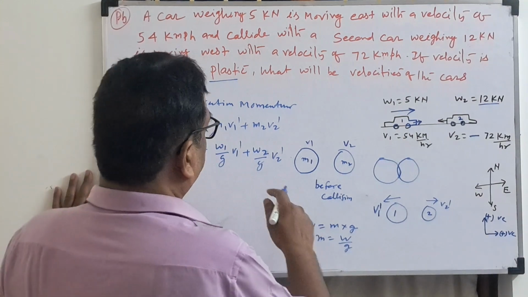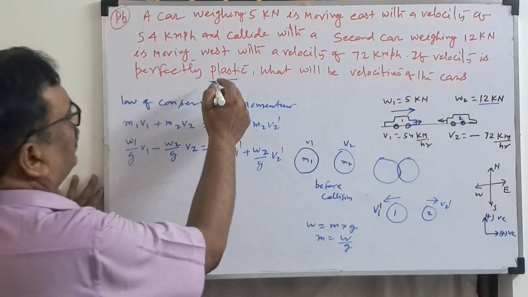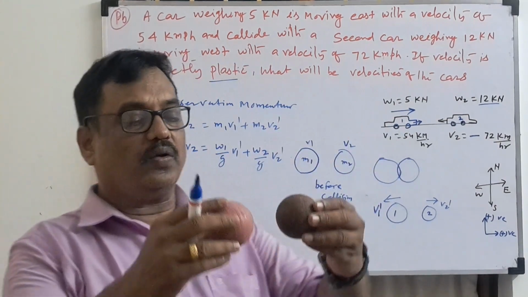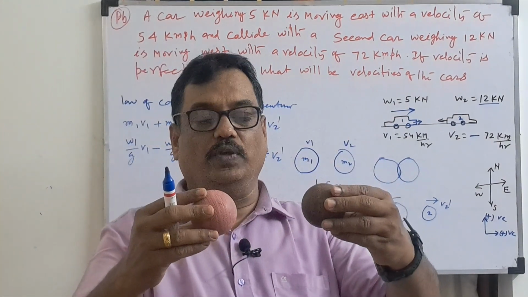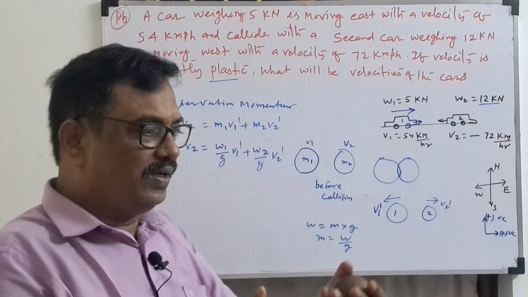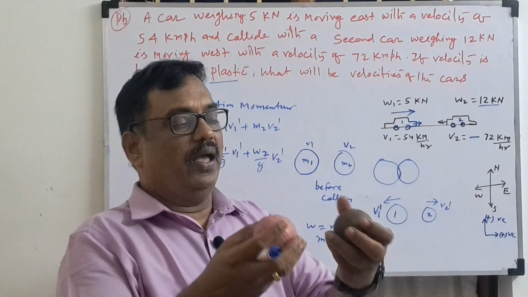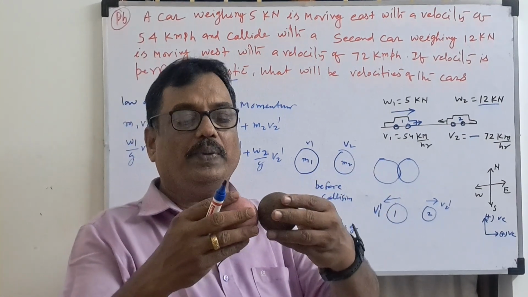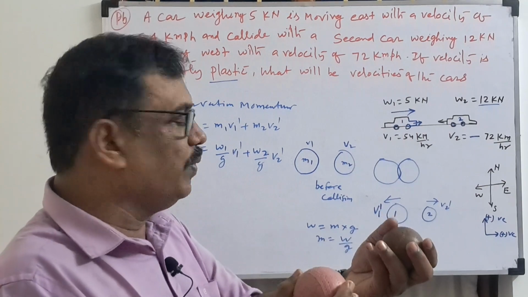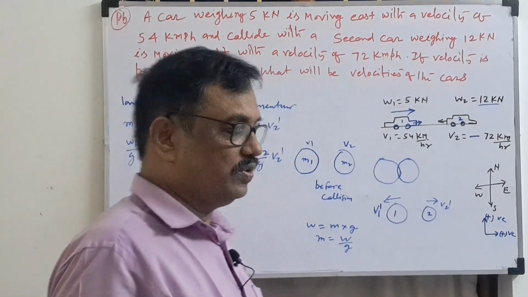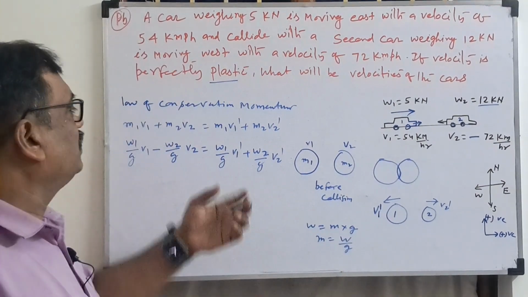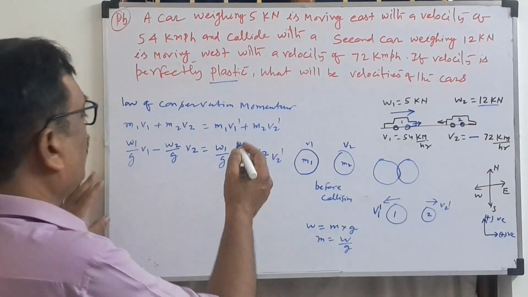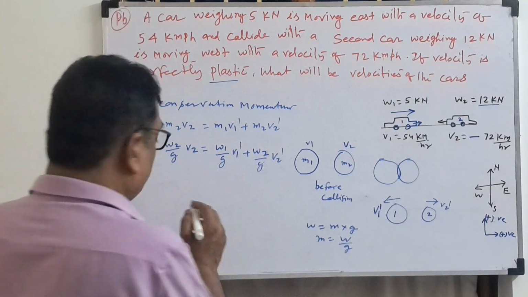Now look here, what is given? The body is plastic. Suppose this is a rubber ball; once they collide, it regains its original position. This is called an elastic body. Suppose you take mud soil and make two balls and collide them, they will be deformed, and once you remove the two blocks they will not regain their original position. The shape and size change, and this is known as a plastic body. So here the coefficient of restitution comes in.